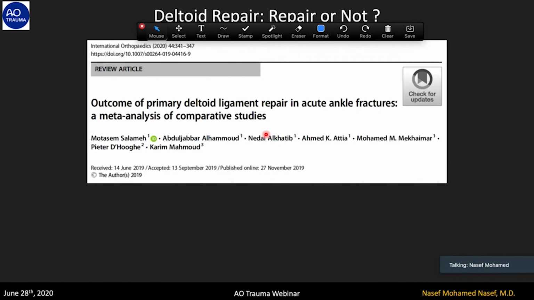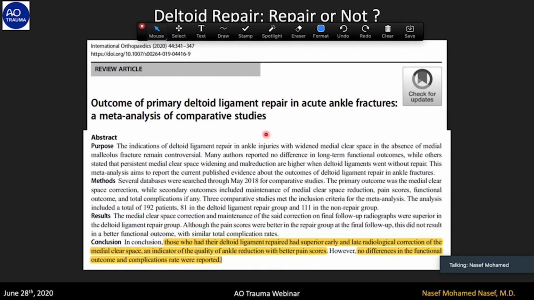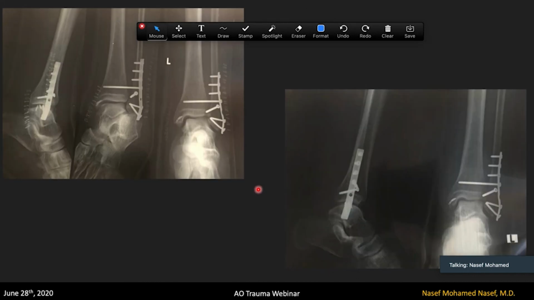In an outcome of meta-analysis for the deltoid, it has been said that those who have the deltoid repaired, but mind you, this has a fallacy as a paper. It was not done exclusively on 4B cases. It was a comparison of cases with deltoid injury, just like that, general. They say that it has earlier benefit, but not long-term.